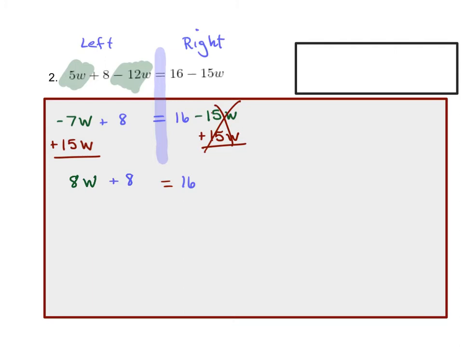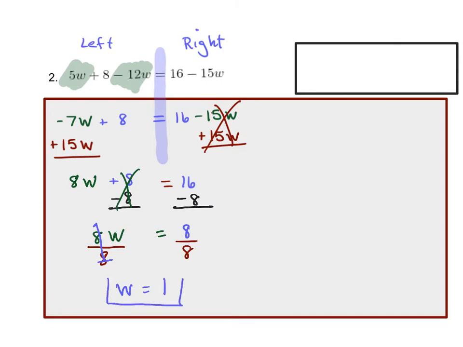Well, it's 8w plus 8, so I'm going to undo that plus 8 by subtracting 8. And I end up with 8w. 8 minus 8 are gone now. And 16 minus 8 is just 8. And then my last step is I undo any multiplication or divisions. I've got a multiplication, 8 times w, so I divide by 8. And it looks to me like we end up with 8 over 8 is just 1, so w equals 1.